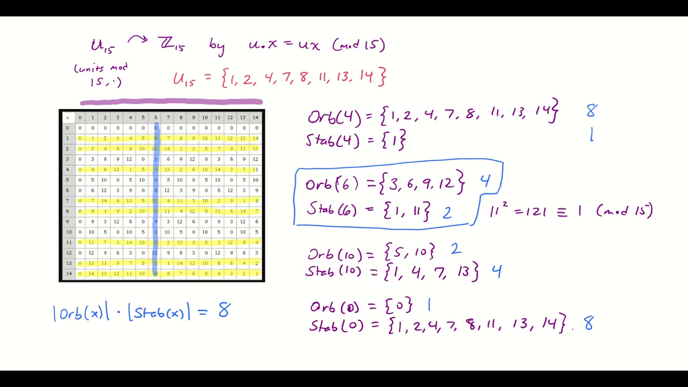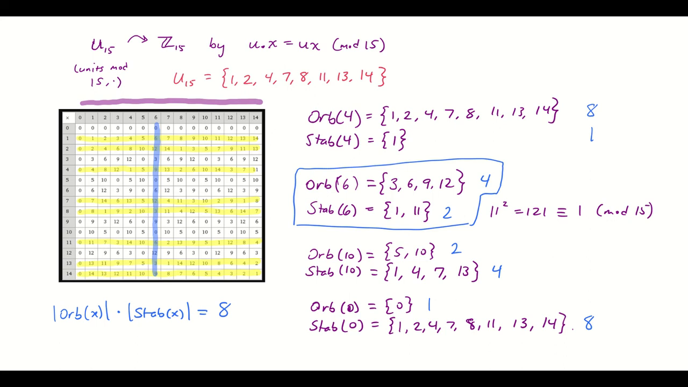Okay? I claim that this is not a coincidence. This is something that happens for an actual group theoretic reason. I'm going to summarize it here, but I'm going to formally prove it in the next video, and then that'll be our last video on the orbit stabilizer theorem. So why does this happen?